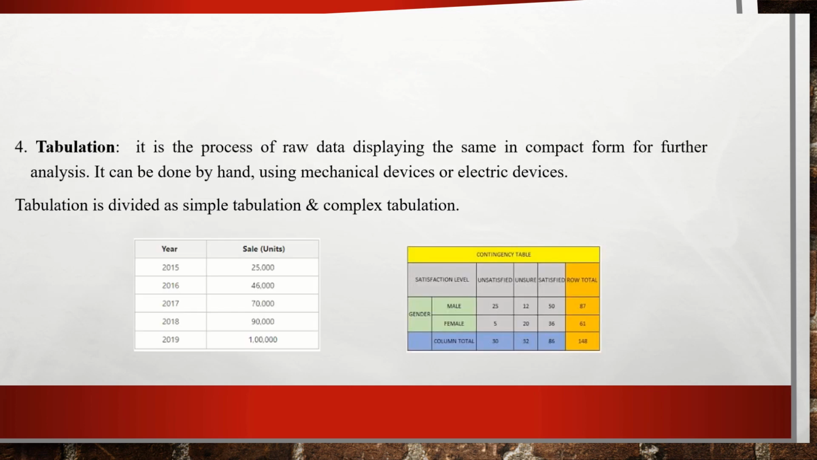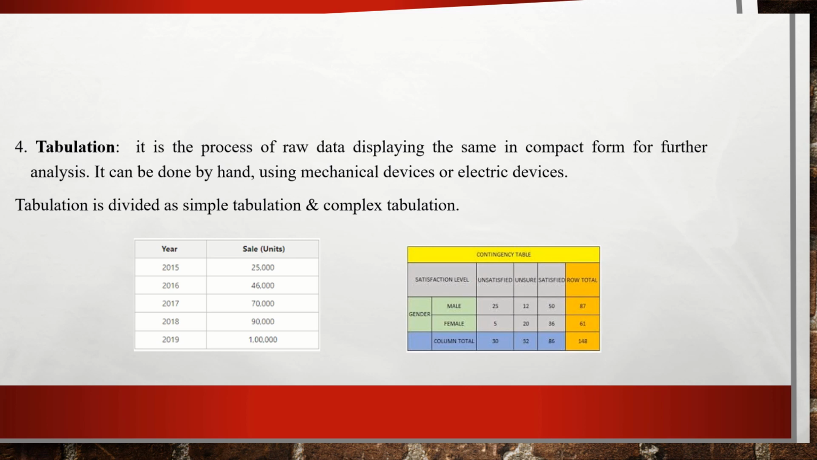So the last step in data processing is tabulation. We started with data editing. There are mainly two types of editing. Then next is coding, giving symbols or signs to the data for simplifying it. Then next we have to classify it into homogeneous groups. Then we have to do the tabulation. Tabulation is a process of displaying data in rows and columns, that is in table form. It is done for further analysis, and it can be done manually or using electronic devices.